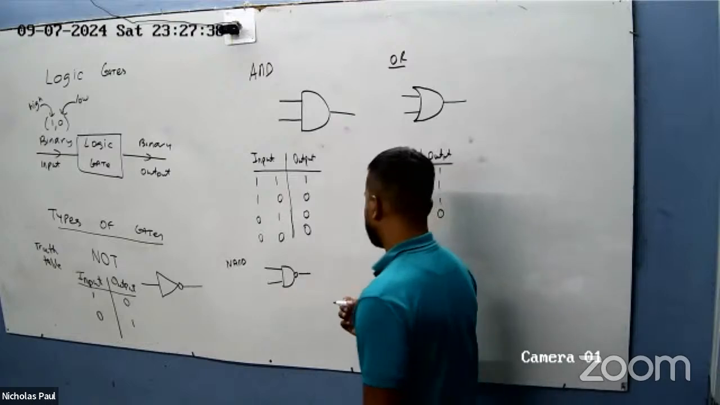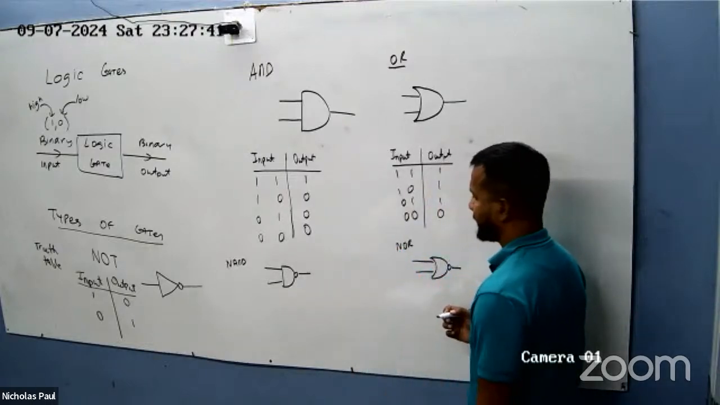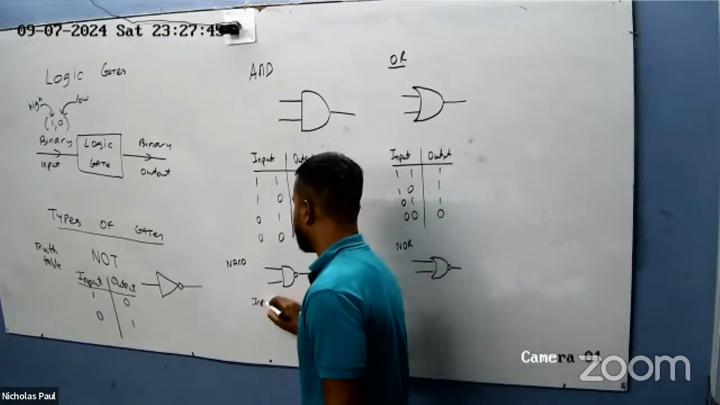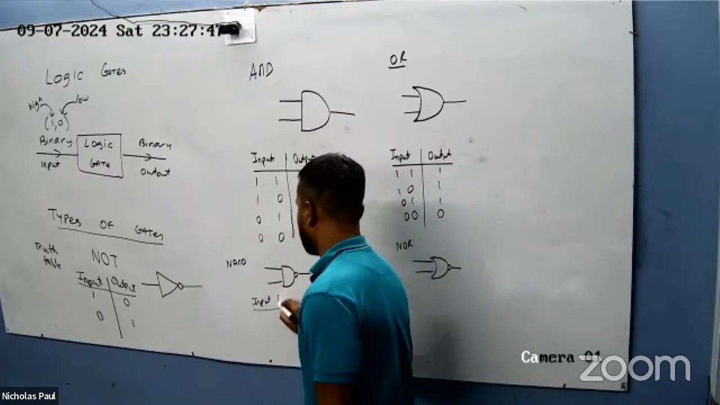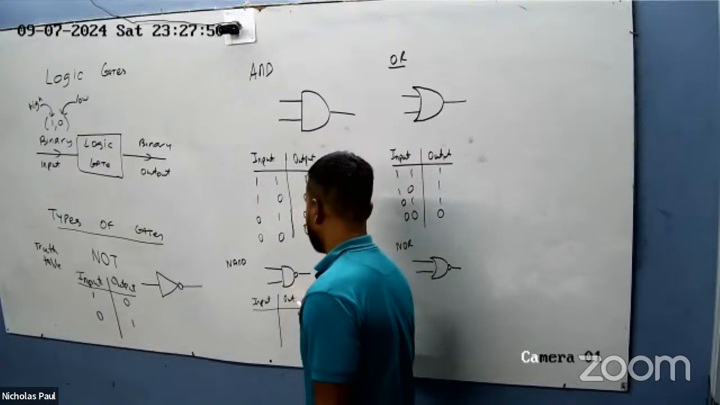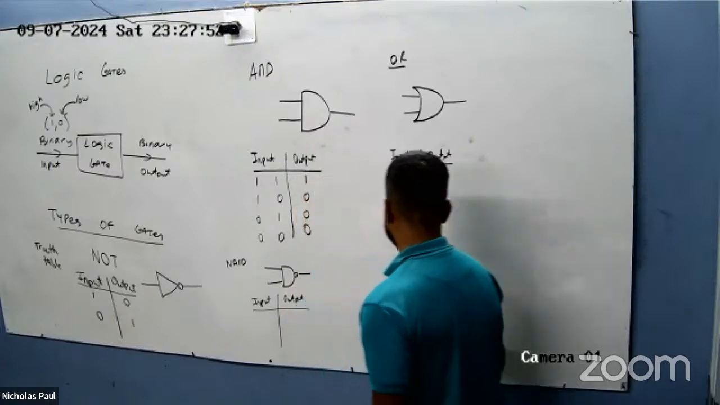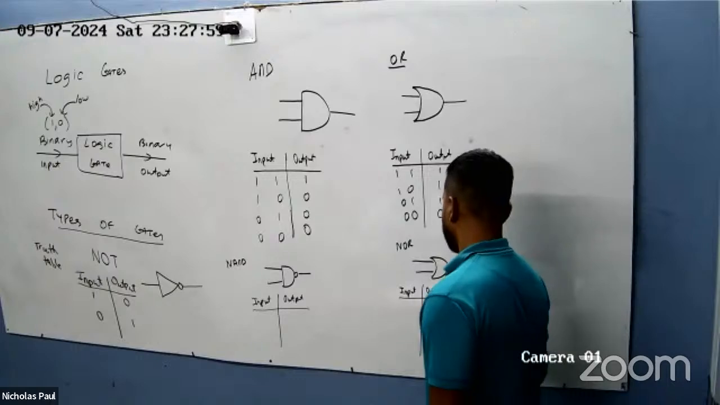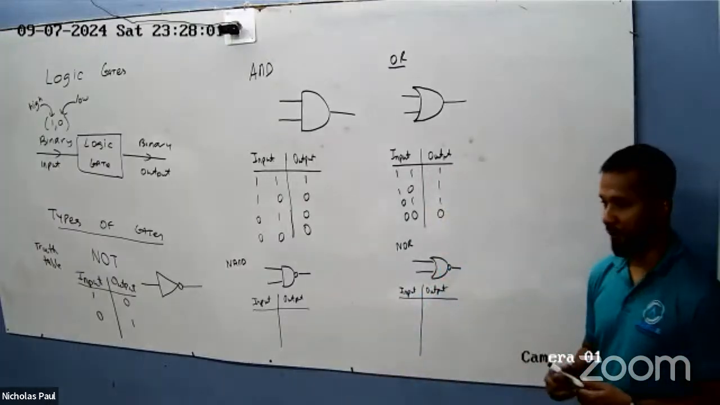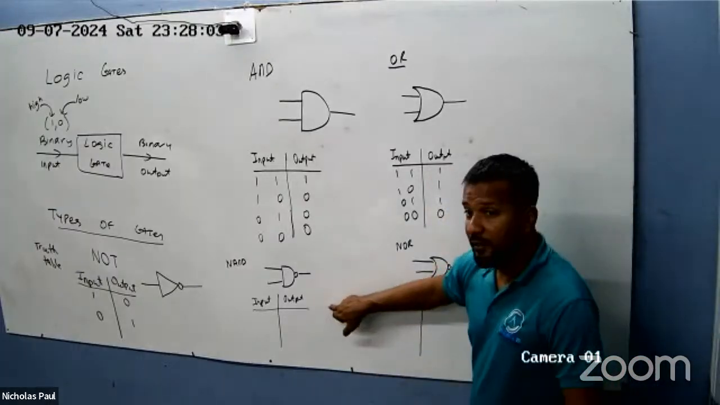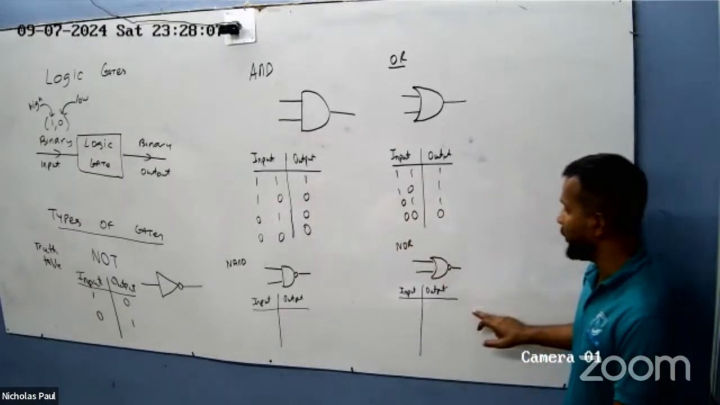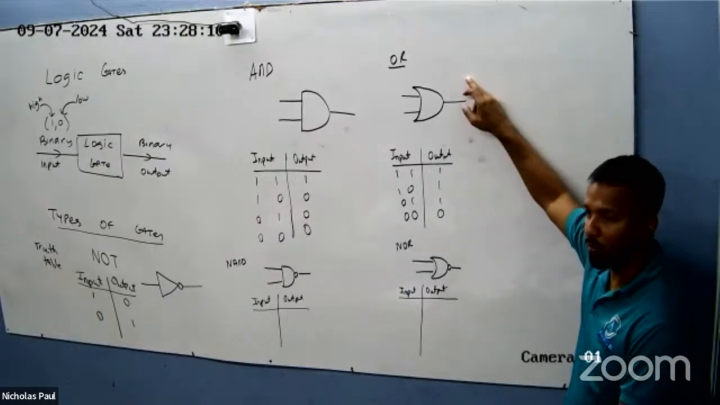I'm going to give you the input and output one time. Anyway, I want to keep you thinking. The NAND is the opposite of the AND, and the NOR is the opposite of the OR.